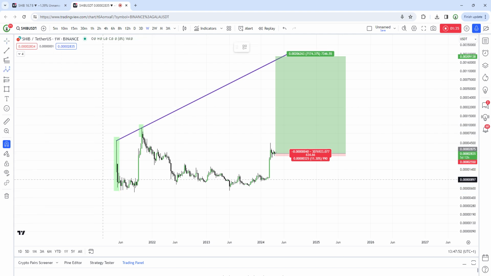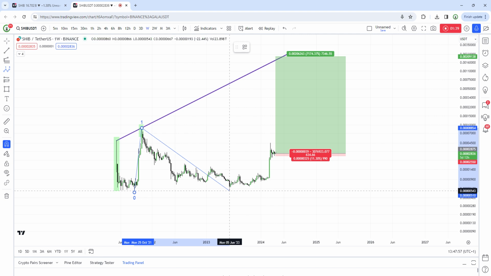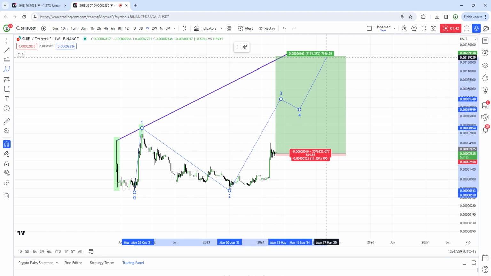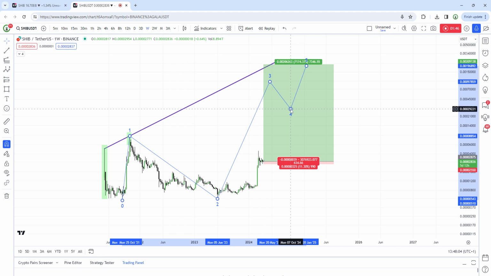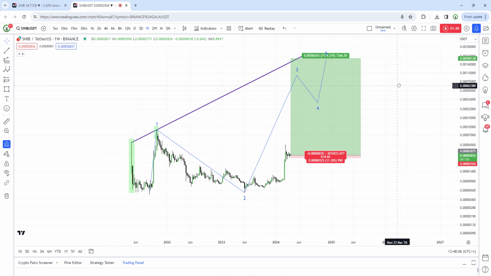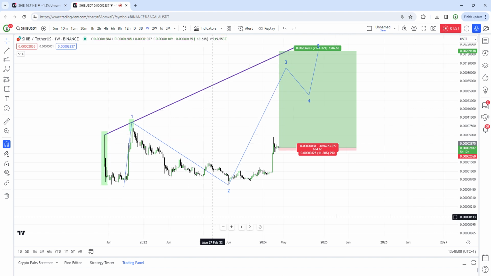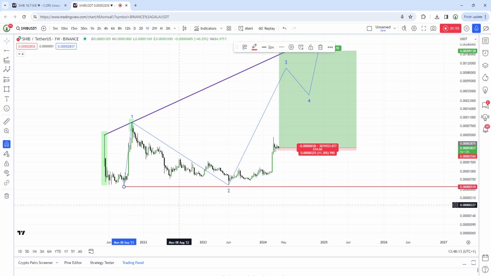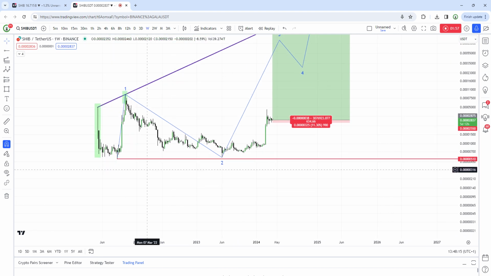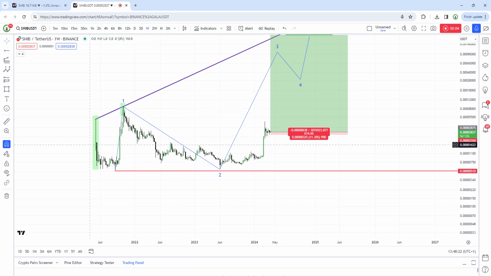What we're going to do is assume that this is actually a wave one, and that this is wave two, and we're going to go up and do three, four, and five. So it looks something like this. Now, if you have a look, that low does not go below the lowest point here in September 21. So, for all intents and purposes, it's a valid wave two.